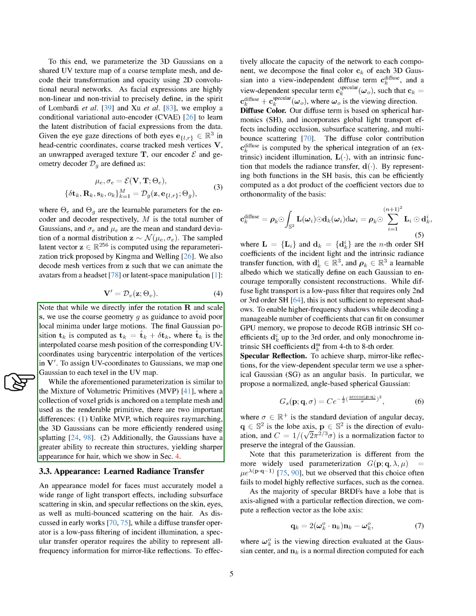We also decoded mesh vertices from the latent vector so we could animate the avatars from a headset or latent space manipulation. We computed the final Gaussian position by adding the interpolated coarse mesh position of the corresponding UV coordinates to the decoded position. We assigned UV coordinates to Gaussians by mapping one Gaussian to each texel in the UV map. This parameterization is similar to the mixture of volumetric primitives, MVP, but there are two key differences.